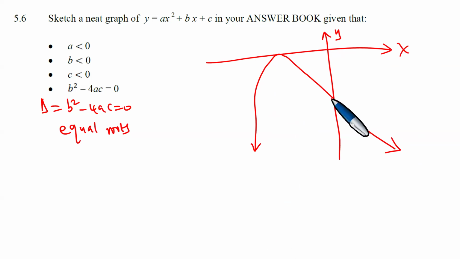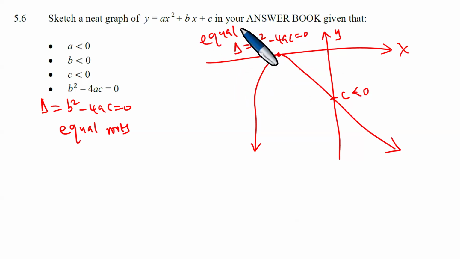Right, at this point, you're able to see that this is our y-intercept, our c is less than 0. And here you have that the discriminant, which is b squared minus 4ac, is equal to 0. You have equal roots. All right, you have equal roots. Moreover, you have that a is negative. If a is negative, obviously you have a maximum vertex or maximum turning point. And obviously you have as well that your b is negative, and this is going to be the shape of the graph, because you have to draw, or rather sketch, a neat graph of this in your answer book, and this is the sketch graph.